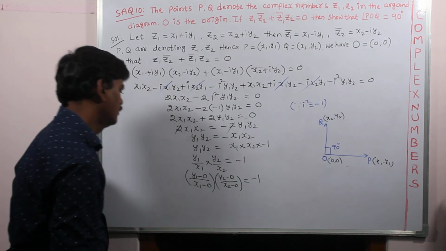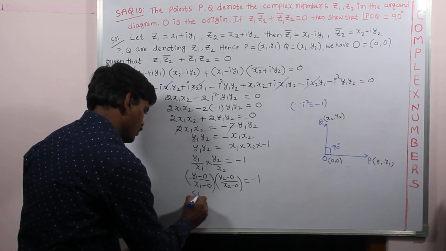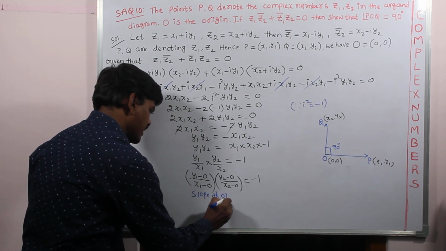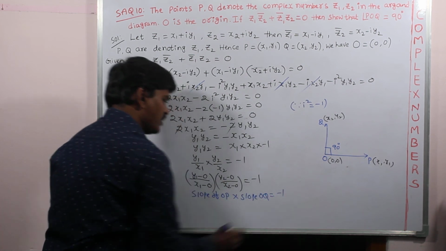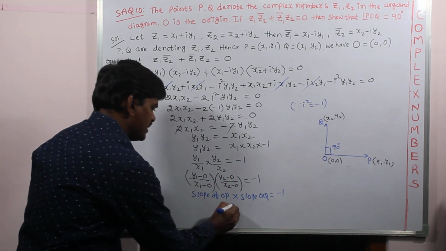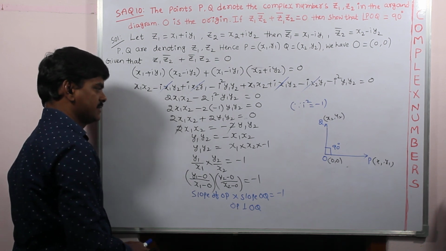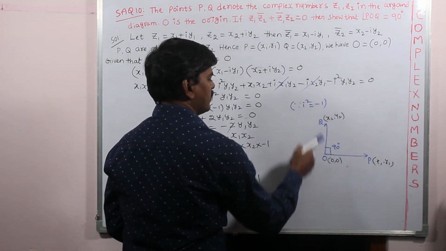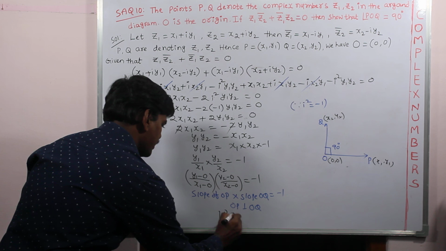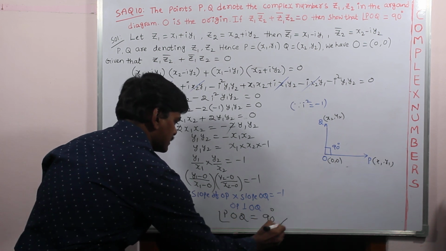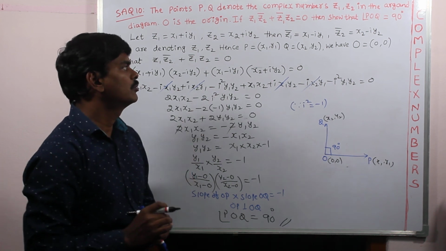So that is equal to minus 1. As I said, y1 minus 0 by x1 minus 0 is nothing but the slope of OP, into this, the slope of OQ. So slope of OP into slope of OQ is equal to minus 1, which means OP is perpendicular to OQ. OP, OQ both are perpendicular lines, and obviously angle POQ becomes 90 degrees. Angle POQ is equal to 90 degrees. That is what we are required to prove. So this is a very important short answer question to practice. Thank you.